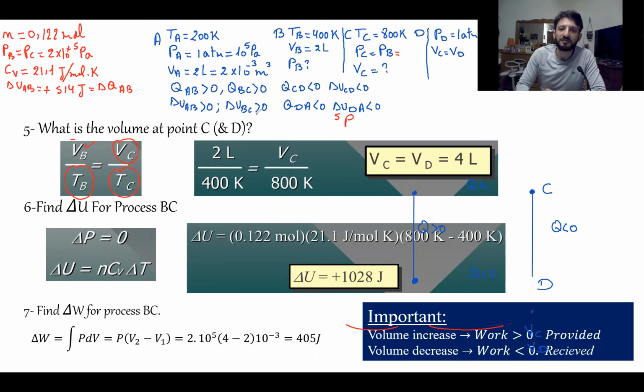We have VB here equals 2 L. You can put it in L or in m cube, times 10 power minus 3, divided by TB equals 400. VC we have to calculate, and TC equals 800. Finally, we get VC equals VD equals 4 L. So here we can add the value of VC equals 4 L, and here also 4 L.